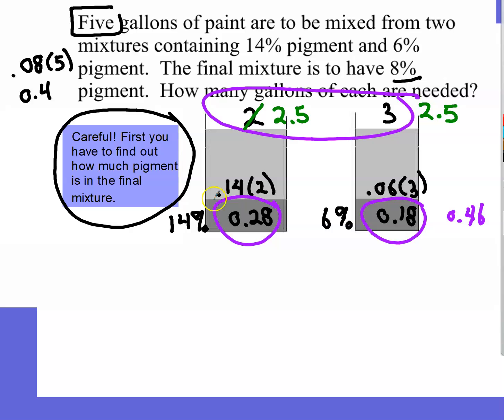So now, what's 14% of 2.5 and 6% of 2.5? So we'll revise our calculations here. 14% of 2.5.